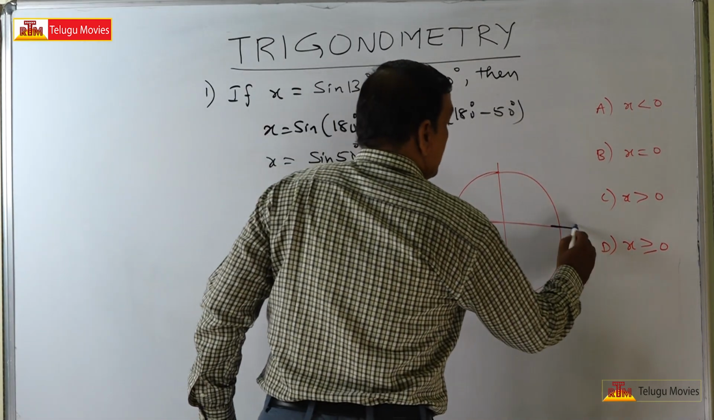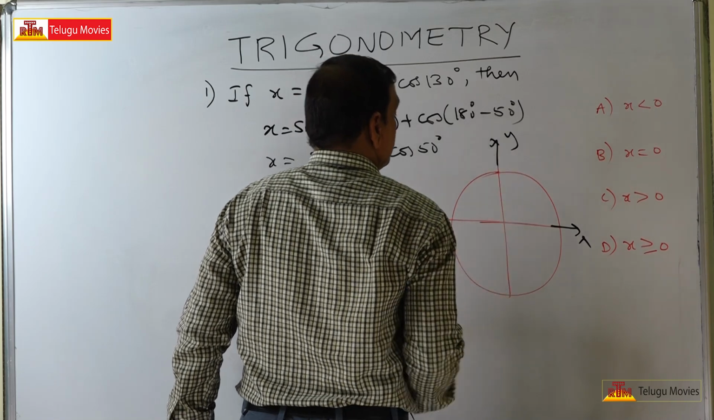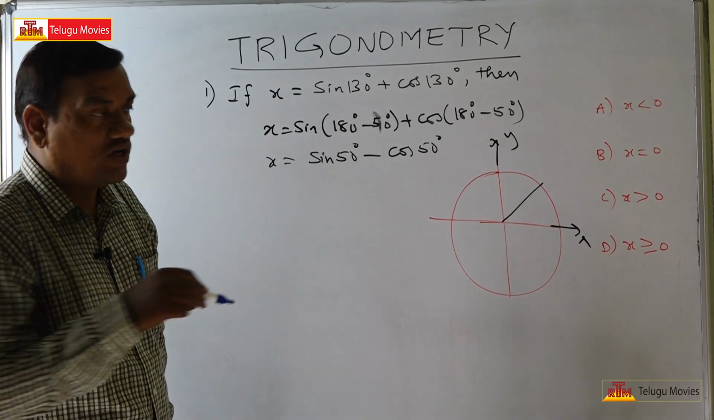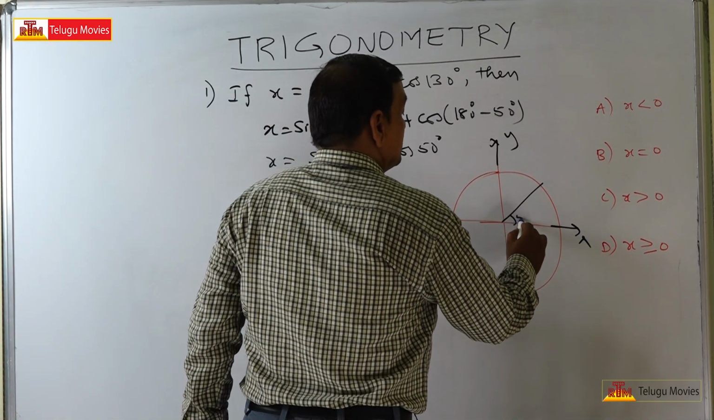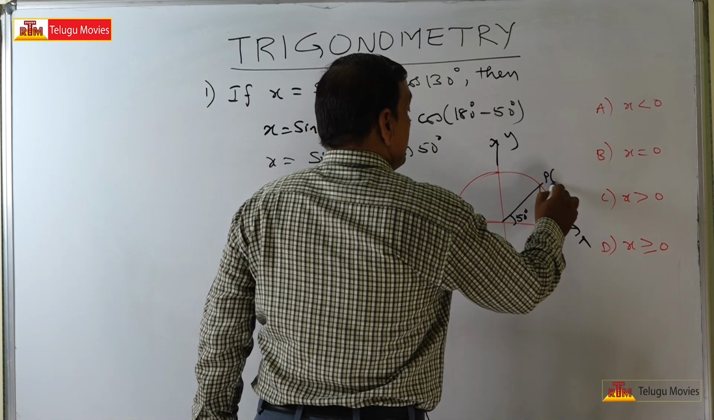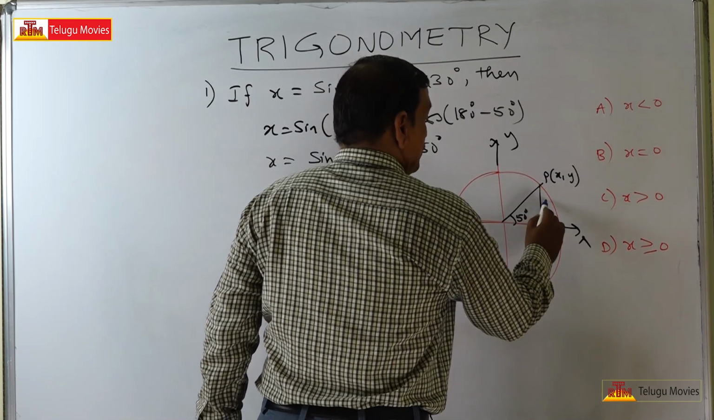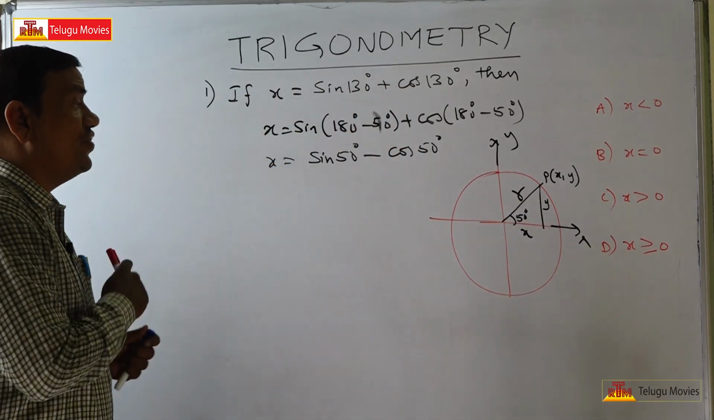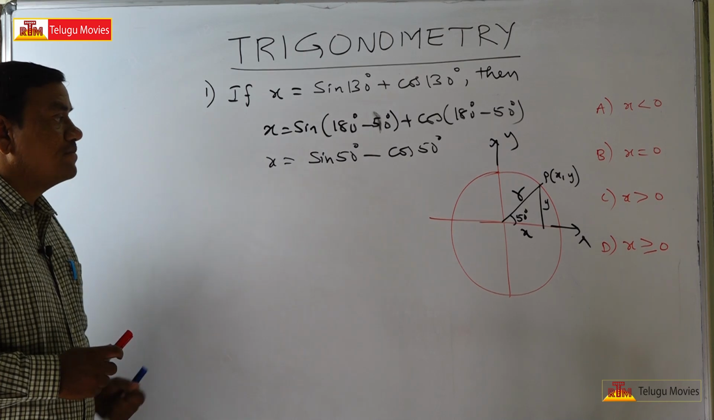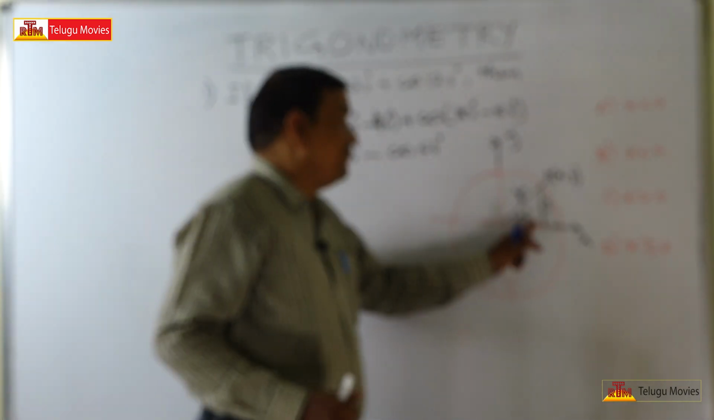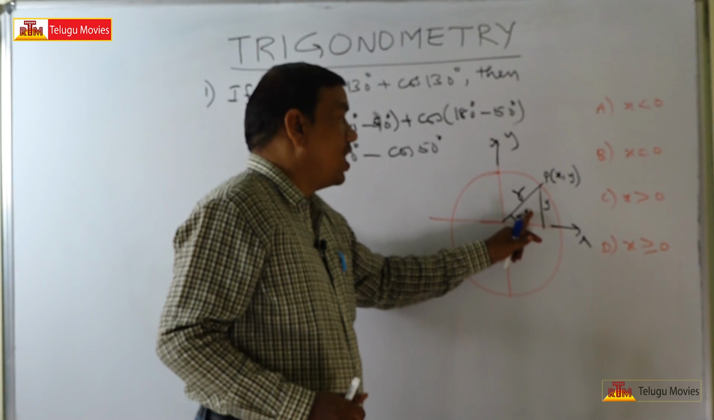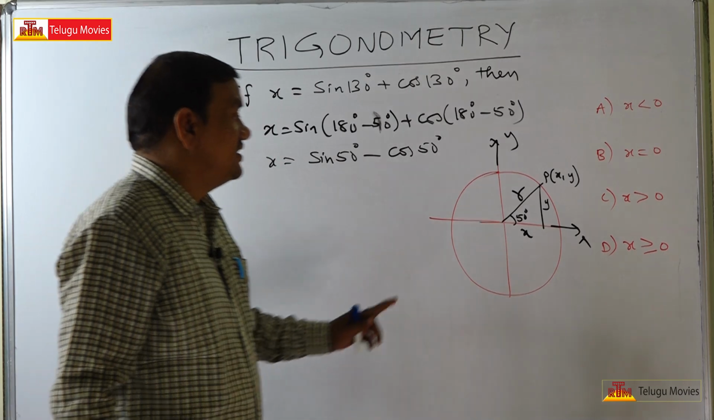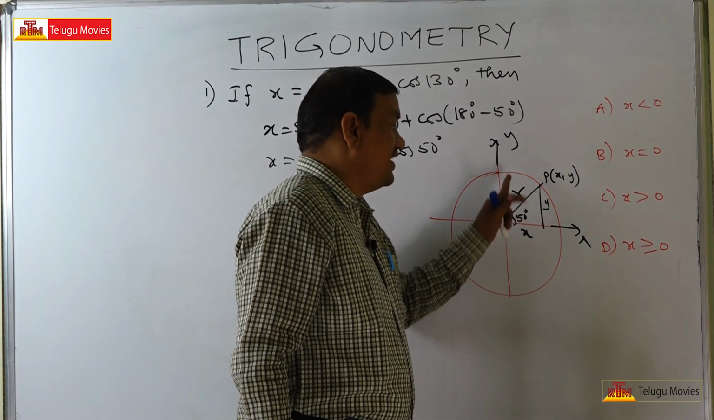This is the x-axis and this is the y-axis. This is 50 degrees, in the first quadrant. This is a point P with coordinates x comma y. This is y, this is x, and this is r. If you observe here, sin 50 is y by r, and cos 50 is x by r. That is the definition we know.